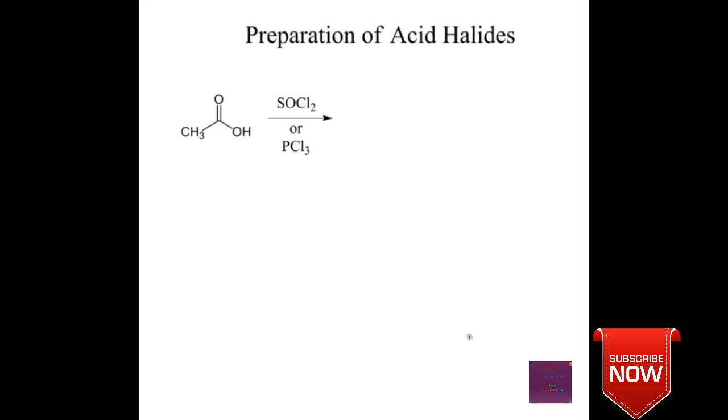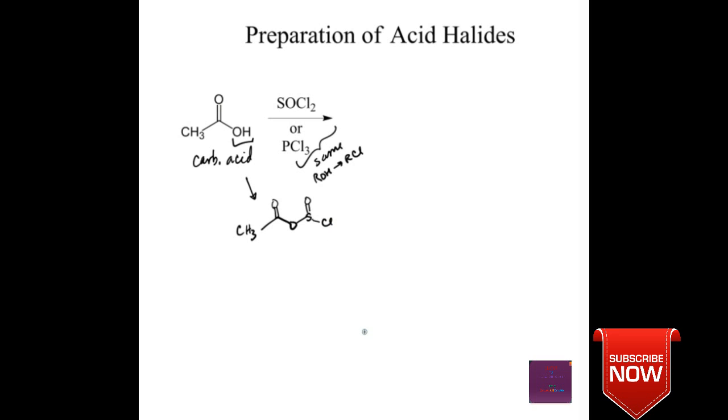So we'll call this the preparation of acid halides, and the chloride in particular. And what we're going to do is we're going to start with the carboxylic acid, and we're going to react it with either thionyl chloride or phosphorus trichloride. These reagents should look familiar. These are the same reagents we use to take an alcohol and convert it to an alkyl chloride. And so what these do is they first react with the hydroxyl group here. So just a quick hint at what's going on.